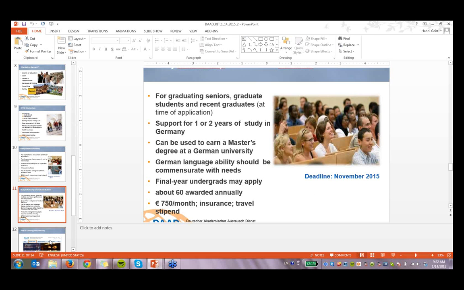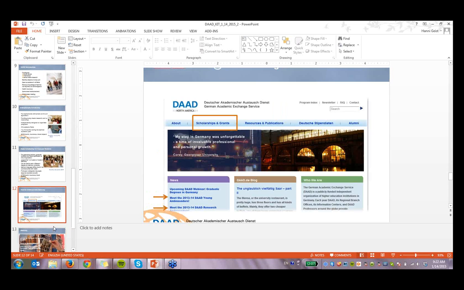The second scholarship that I would like to introduce to you is the study scholarship, and you can apply as a senior or up to 6 years after you graduate, and this is to support you for 1 year to do a non-degree program or even to get a 2-year master's program in Germany. It can be used for a master's offered in German or in English. It really doesn't matter, and you should know as much German as is required for the program. And you get even a little bit more than the undergraduate, 750 euros a month plus health insurance and a travel stipend.